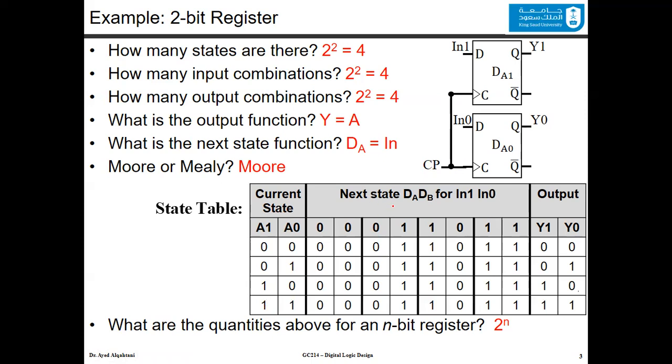Now, the next states, based on input 0 and input 1. If the input is 0,0, then you will store the input inside the flip-flop. If the input is 1,0, then you will store the value. Similarly for 0,1 and 1,1. Now the output is associated with the current state, as you can see here.